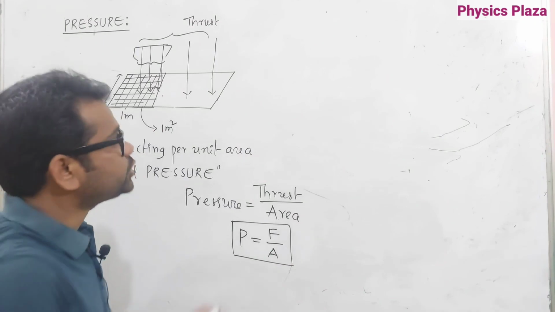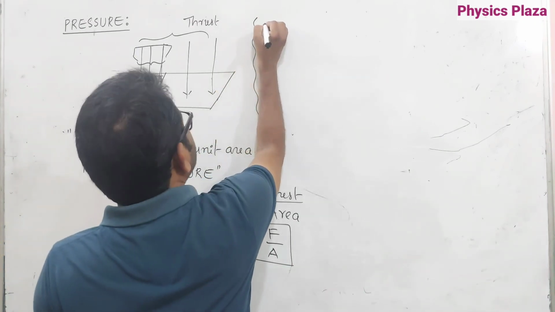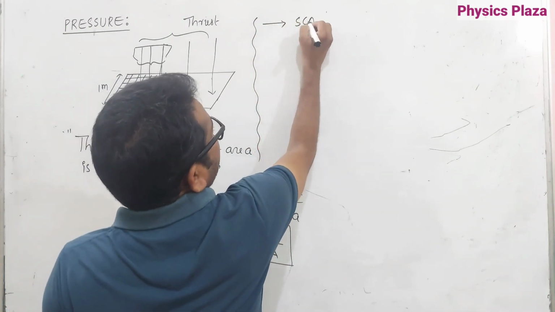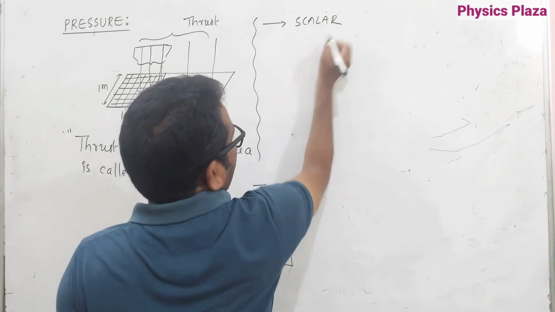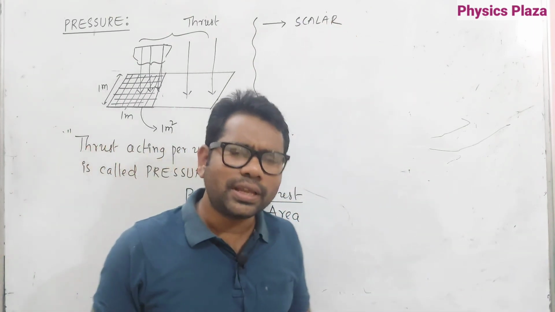Now let us see the units, children. It's a very important. And is pressure a scalar or a vector? Children, it is a scalar. In detail we will discuss in further classes why it is a scalar only. Just for today, note down pressure is a scalar.